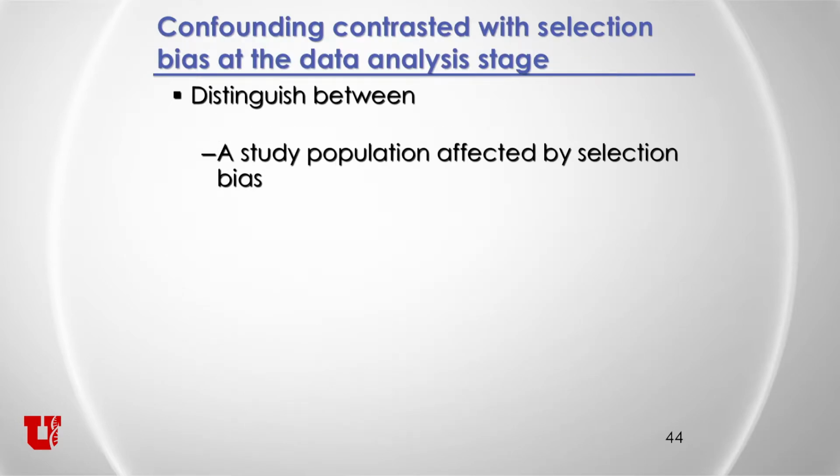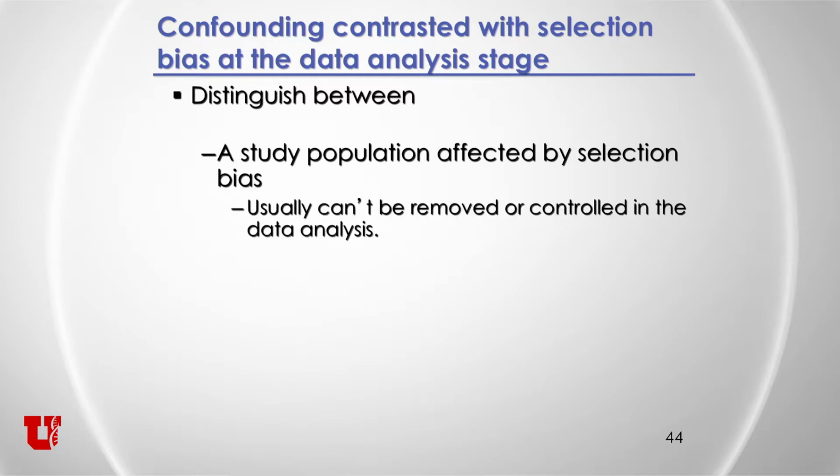Another thing that I want to distinguish between is selection bias, contrasting selection bias with confounding. So a population affected by selection bias, usually that bias cannot be removed or controlled in the data analysis. Because the problem with selection bias is there's people who should have been in your study about whom you do not have data. So you can't control for it or adjust for it. You just don't have any of their data.